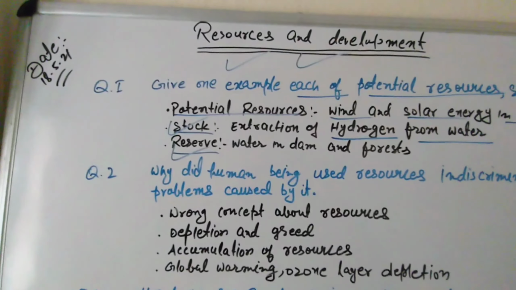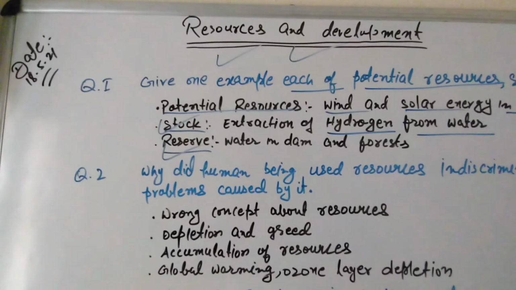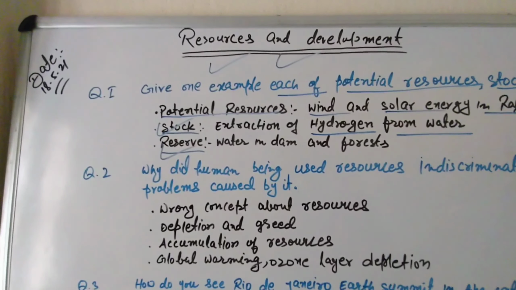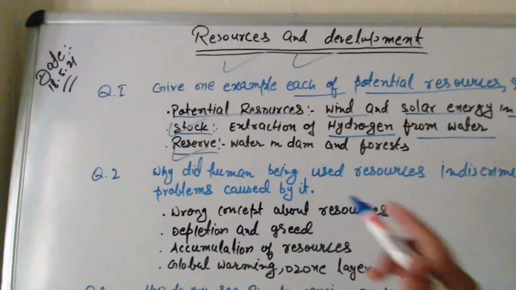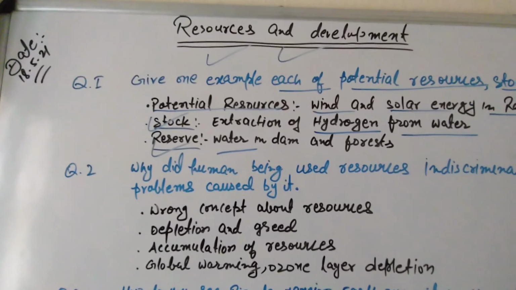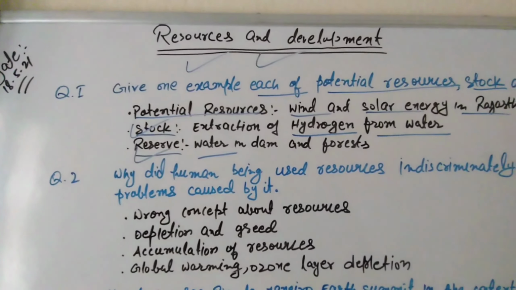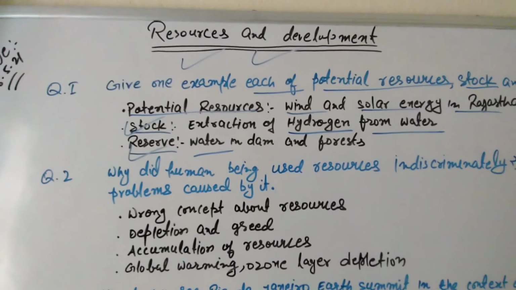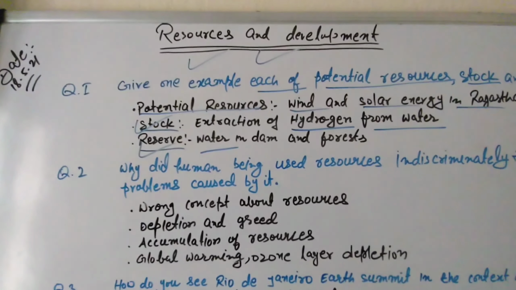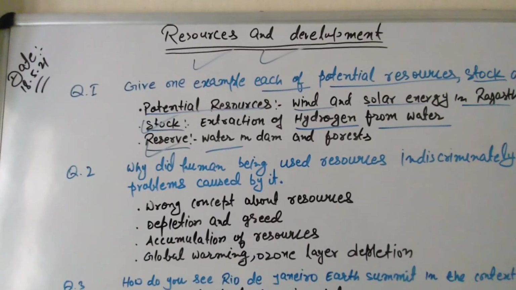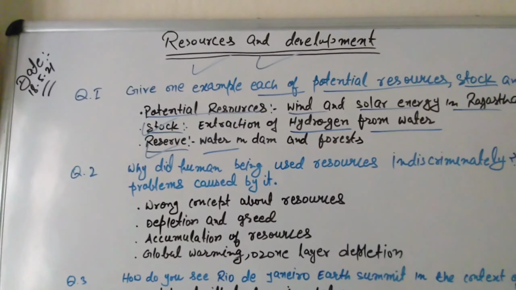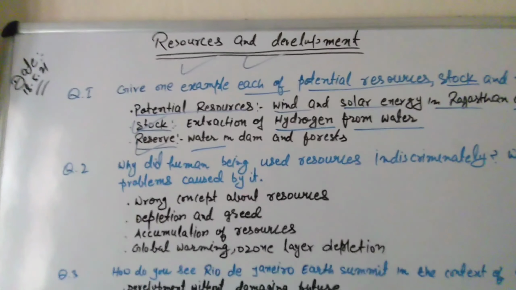Reserve is also a special kind of resource, and reserve refers to those resources which can be used as a resource but we don't use them as a resource. For example, there are million liters of water in a dam, and there are millions of plants in a forest that we are not using today as a resource, but we can use them as a resource in future, so we have kept them as a reserve. So these are three examples of potential resources, stock and reserve.